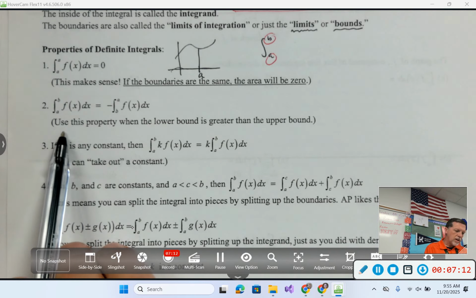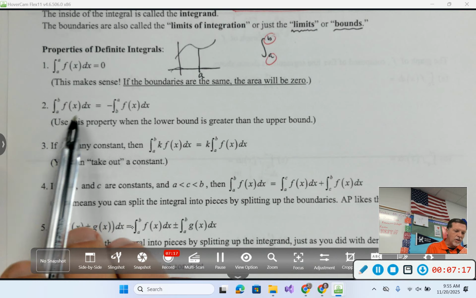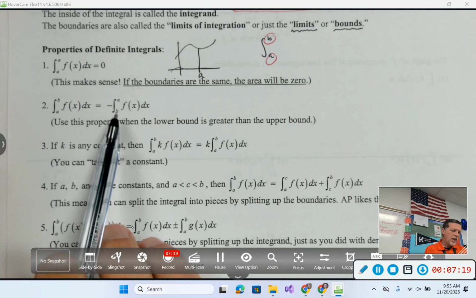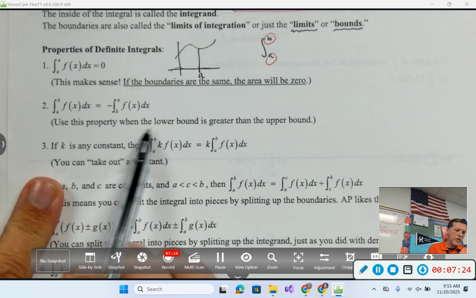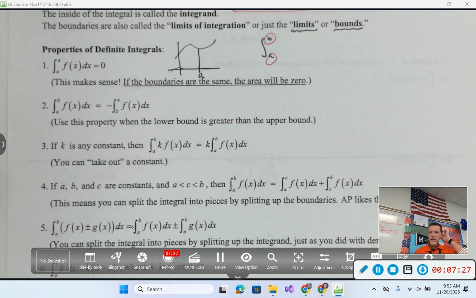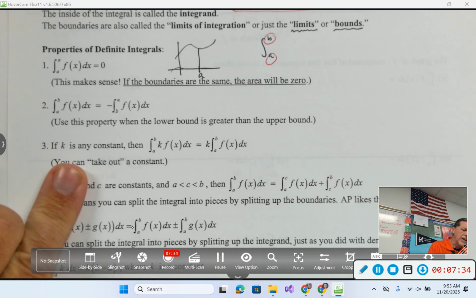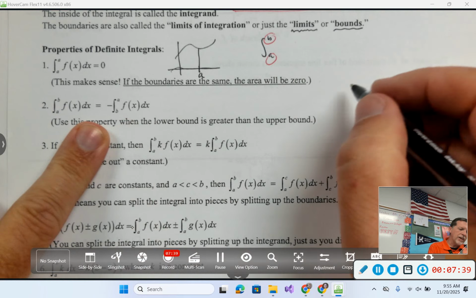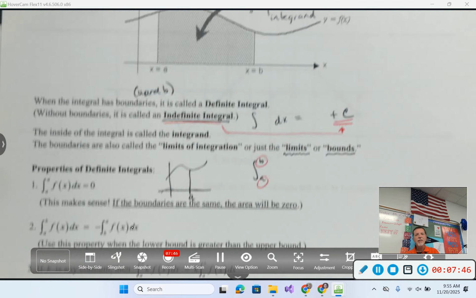Number 2. If we switch the limits, or the bounds, or the limits of integration, it changes the sign. We'll frequently use this property when the lower bound is greater than the upper bound. We like the lower bound to be the lower number, and so if we want to switch them, we can. We just have to put a negative out front. This gets a little bit weird when we're talking about area, because you end up with negative area, which doesn't really make sense, but it's going to start to make sense in calculus.